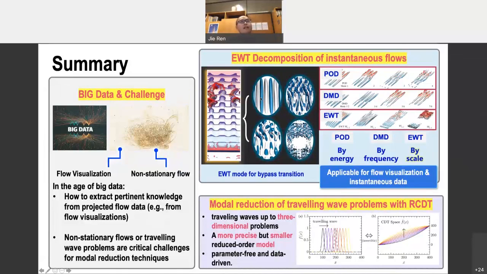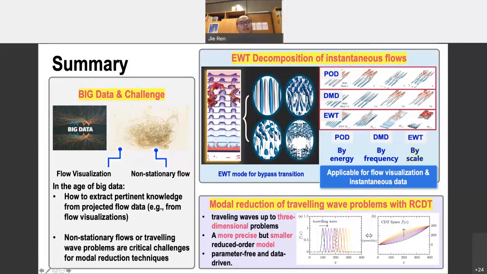And now I'm reaching my last slide. It's a summary of today's talk. The background is the age of big data, where the challenge we face is how to extract pertinent knowledge from projected flow data, such as from the visualizations I showed before. And also, non-stationary flows or traveling wave problems are critical challenges for model reduction techniques.